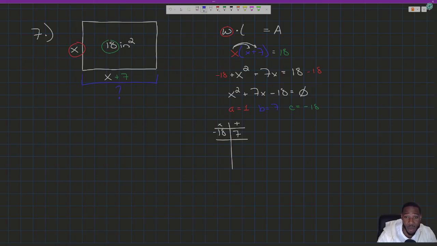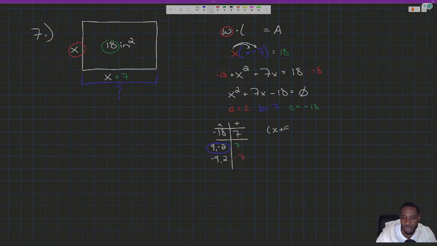The two numbers that we're looking for are either going to be 9 and negative 2 or negative 9 and 2. If we do 9 times negative 2, that gets us negative 18. If we do 9 plus negative 2, that gets us positive 7, which does match what we're looking for. If we did it with the other set of numbers, we still get negative 18 by multiplication, but if we add these, we get negative 7, which is not a match. So the two numbers we're going to use are right here, and those are going to be the numbers in our factor pair.